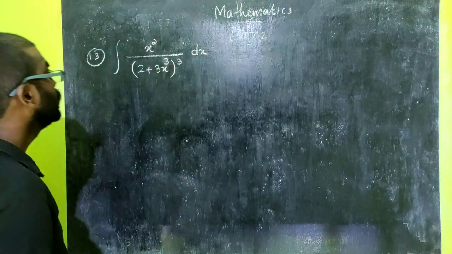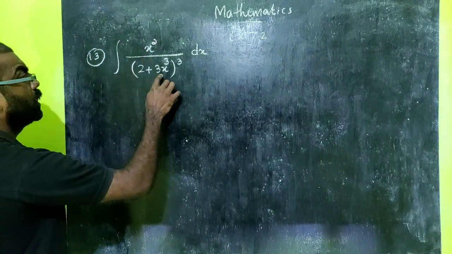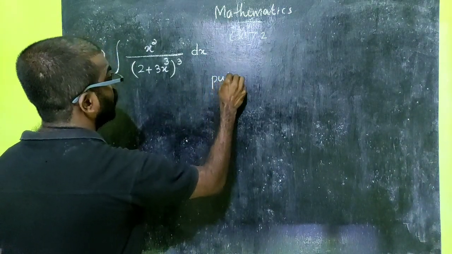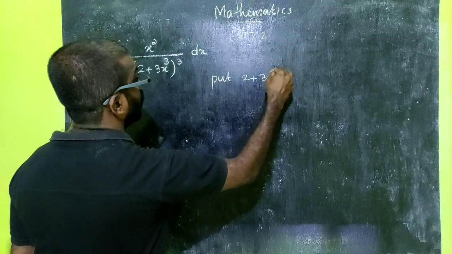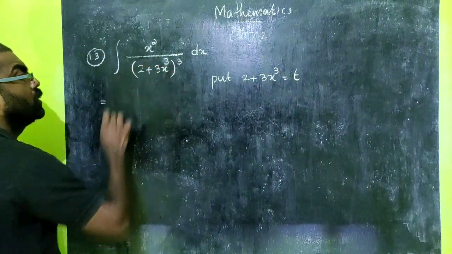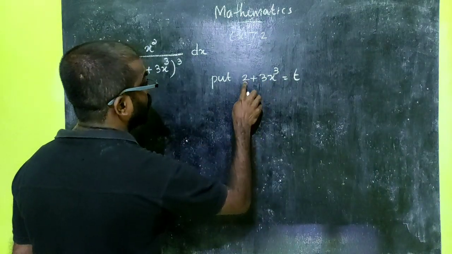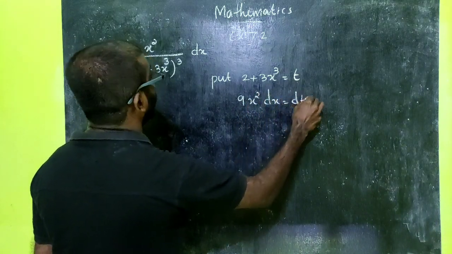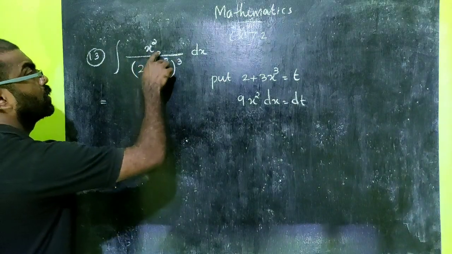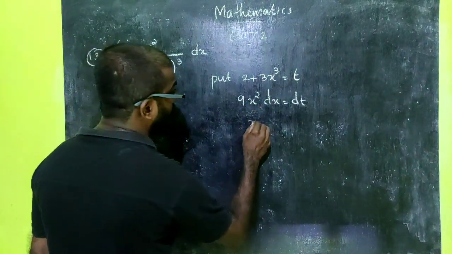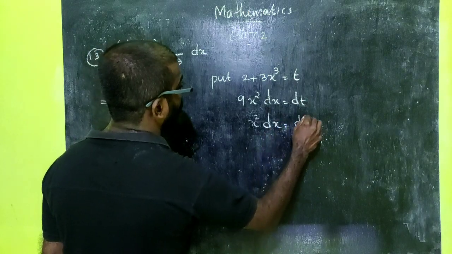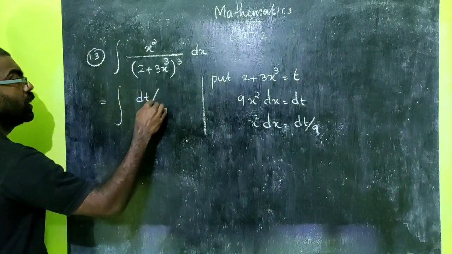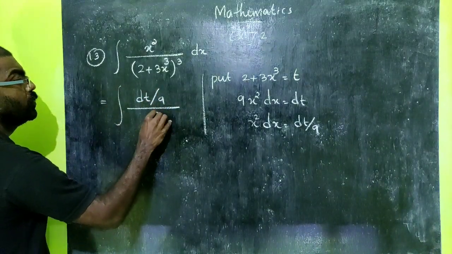Now the next question is integral x square by 2 plus 3x cube the whole cube dx. Here we can put 2 plus 3x cube as t. Okay, this term is in the denominator. And the derivative of 2 is 0. Here 9x square dx is equal to dt. And we have x square dx on the numerator, so we can find that value. X square dx is equal to dt by 9. Here we can replace integral dt by 9 divided by t cube.